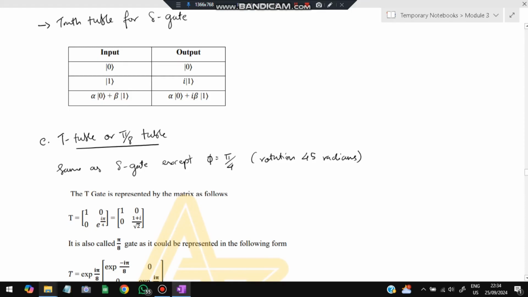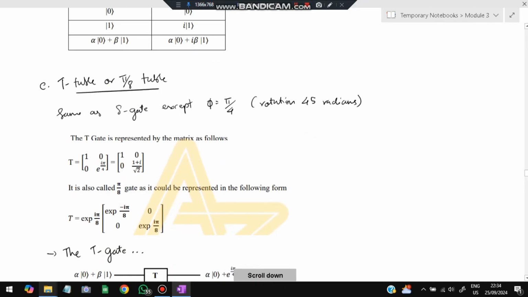This is the same as the previous gate, but here we will have pi by 4, which is a 45 degree rotation. So the representation is given as follows. Here we'll have e power i pi by 4 instead of i pi by 8, and instead of i pi by 2, which we had in the previous one, here we'll have i pi by 4, and this can be written as (1 plus i) by root 2. This is the only thing which you need to remember.